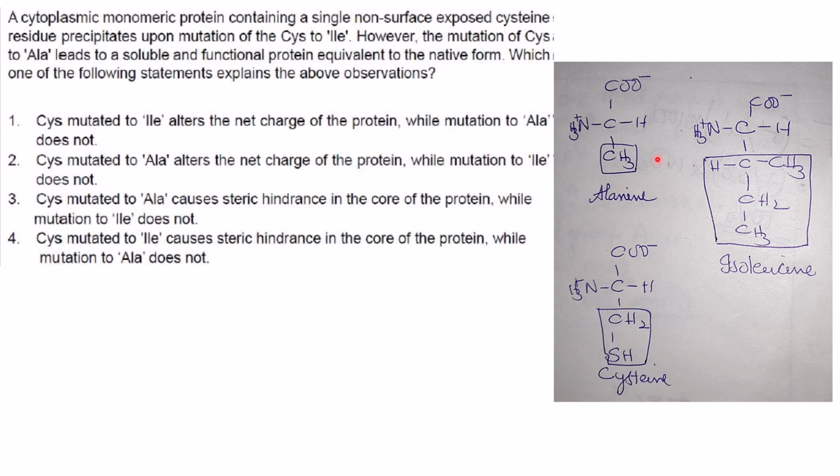So cysteine to alanine, no steric hindrance. Alanine will happily fit there in the space occupied by cysteine. So it will not precipitate. So if you see option 3, it is wrong. Alanine causes steric hindrance is not correct. Cysteine mutated to isoleucine causes steric hindrance in the core of the protein, while mutation to alanine does not. That is the right answer.